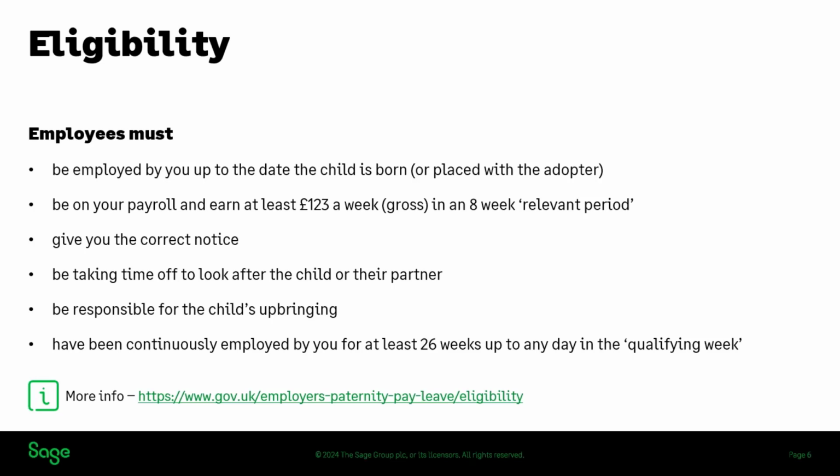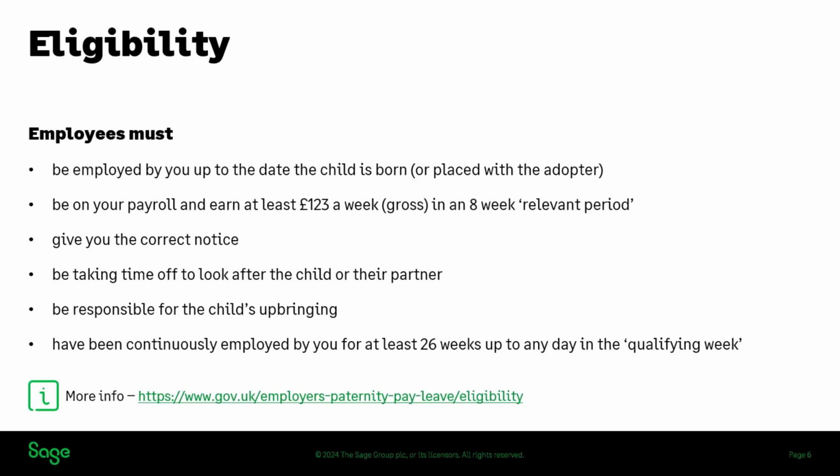They need to give you the correct notice. They need to be taking time off to look after the child or their partner. They need to be responsible for the child's upbringing and have been continuously employed by you for at least 26 weeks up to any day in the qualifying week. You can read more about the eligibility and what to do if an employee isn't eligible on the gov.uk website, which we've linked to at the bottom of this handout.